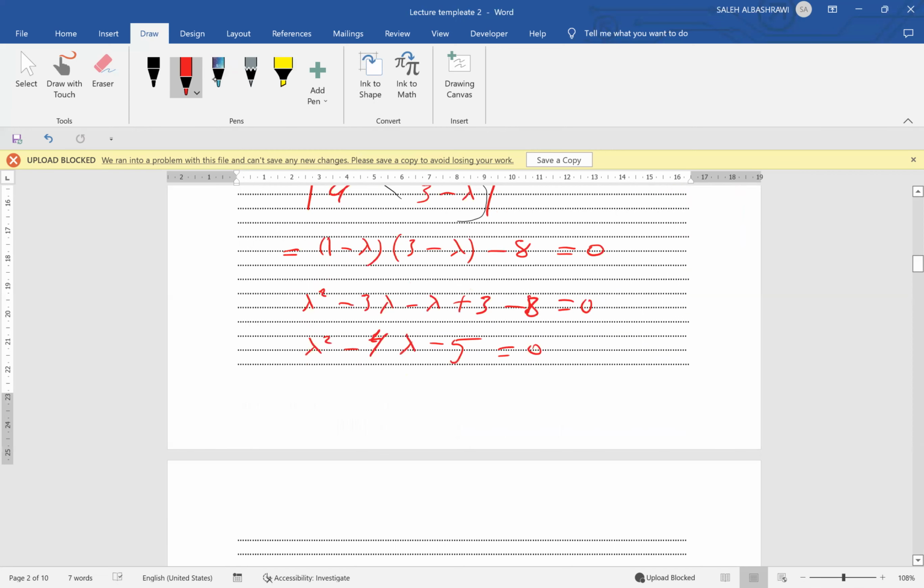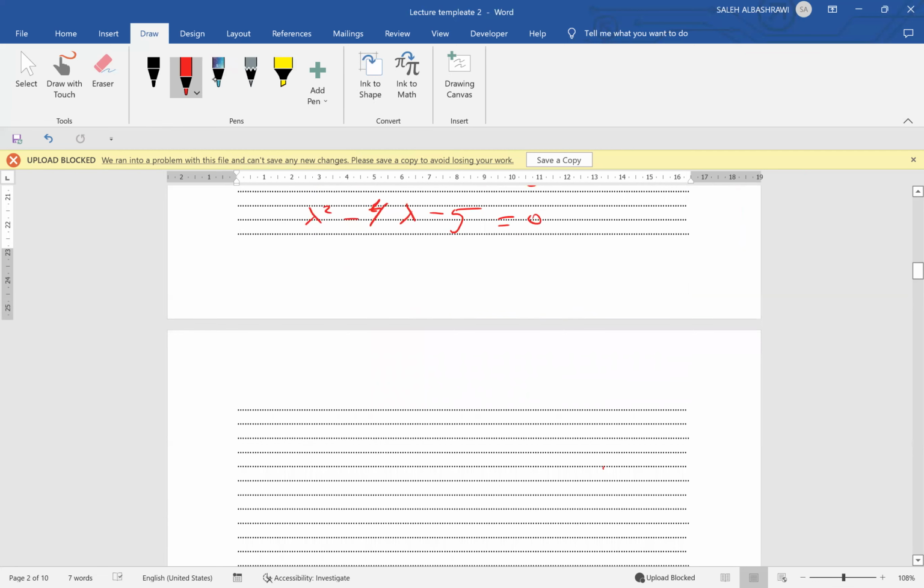By factoring, this can be written as lambda minus 5 multiplied by lambda plus 1 equal to 0. This will give me two solutions. Lambda 1 equal to plus 5 and lambda 2 equal to minus 1. So I have two distinct real eigenvalues. Now for each one, we'll have a corresponding eigenvector.